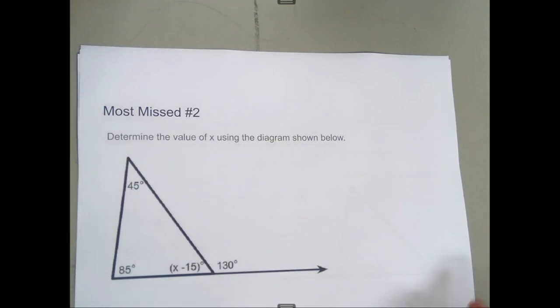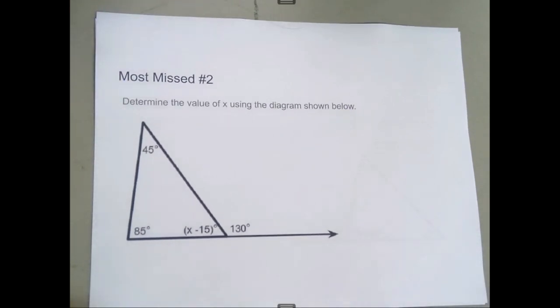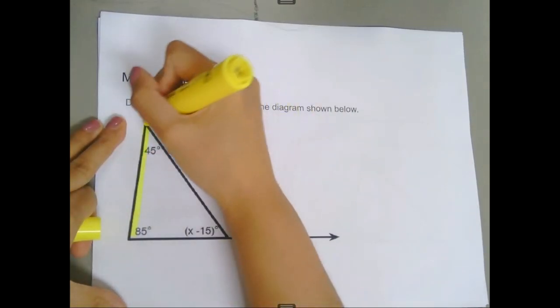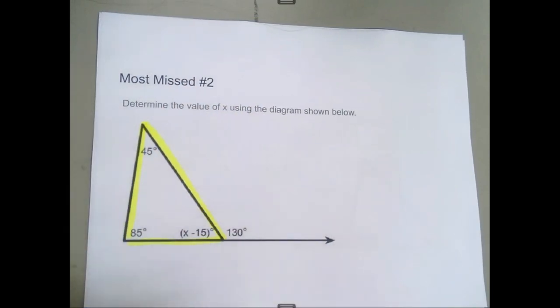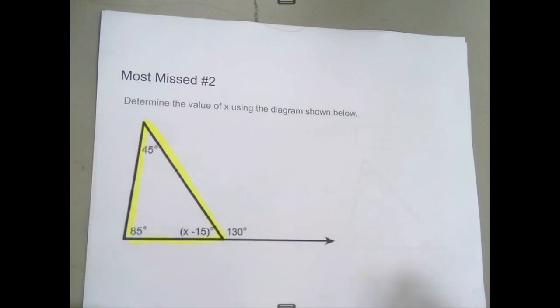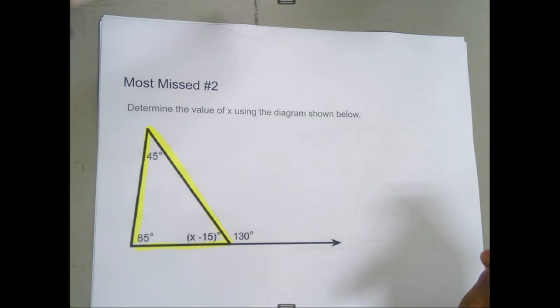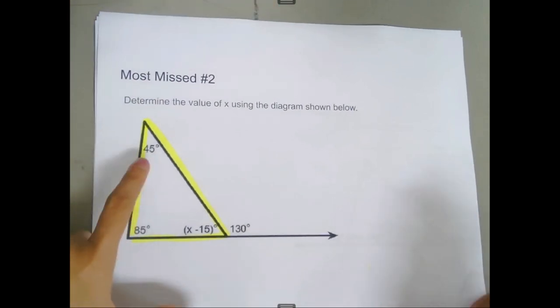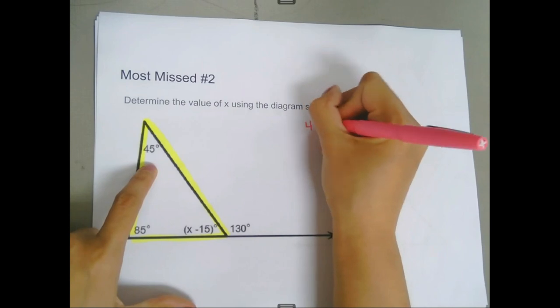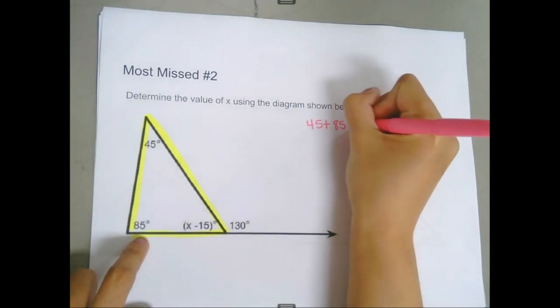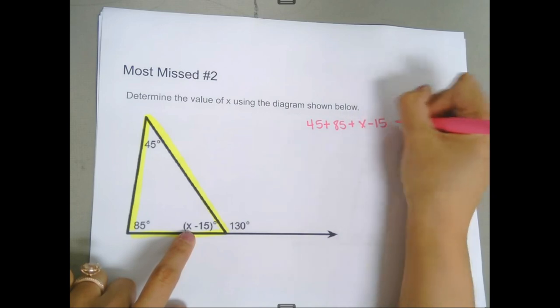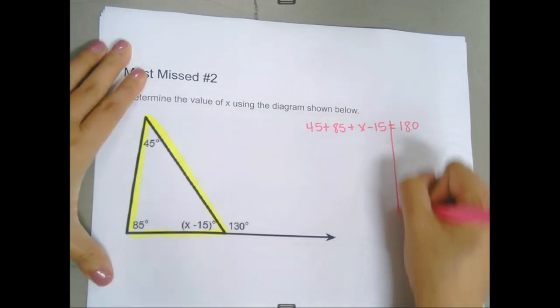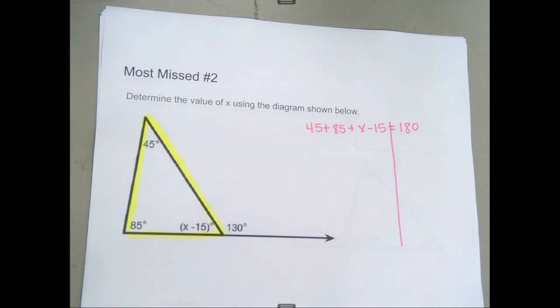All right. Most missed number 2, determine the value of x using the diagram shown below. So I see a triangle, okay, and I see an angle on the outside of the triangle. But all I'm going to focus on is the triangle because I know that when we add up all the angles in a triangle, they are going to equal 180. So I'm going to make an equation that says that 45 plus 85 plus x minus 15 equals 180. And then I'm going to solve it like a normal equation.